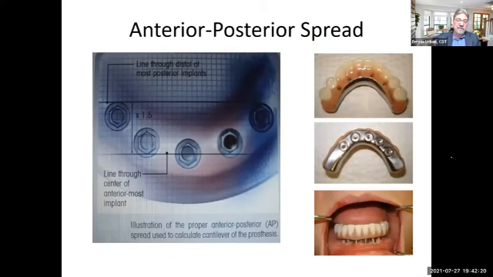So we talk about anterior posterior spread. Patients expect posterior first molar occlusion. So treatment planning, the position of the implants, and following the protocol for anterior posterior spread can achieve this result. What we do is measure the distance in millimeters between the anterior implant and the most posterior implants, like in this diagram here, and we take the measurement and multiply it by 1.5. This number gives you the distance that teeth can be cantilevered off the most distal implant. So it's really important to follow this.